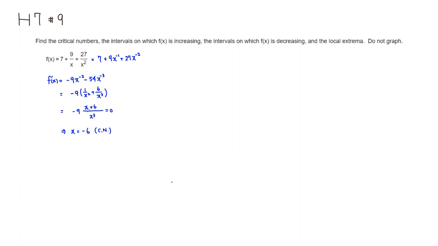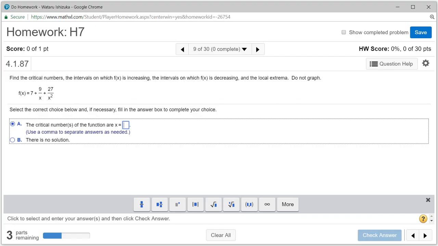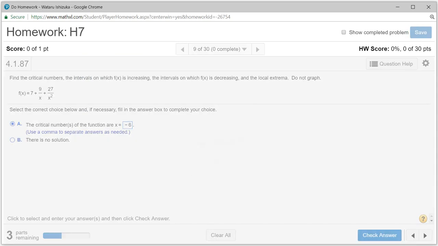X equal to 0 makes the derivative undefined, but 0 is not in the domain, so 0 cannot be a critical number. All right, so it's negative 6. Check the answer. All right, we got that.